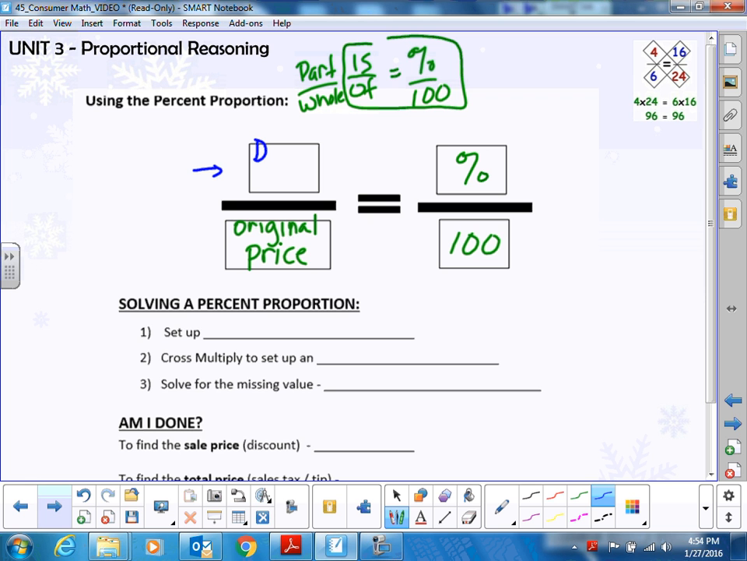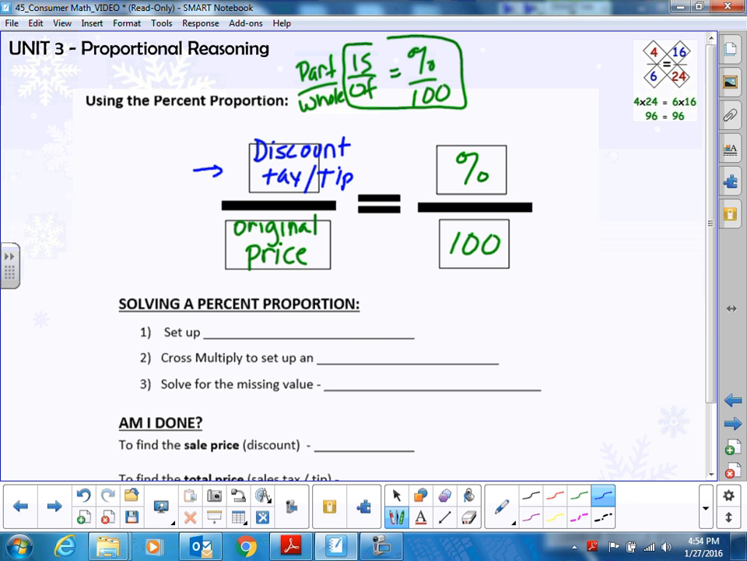And then this little box up here is the part that we're trying to figure out. And that's where your discount's going to go. Your discount would go here, or your tax would go here, your tip would go here. So that's the part that you're paying.